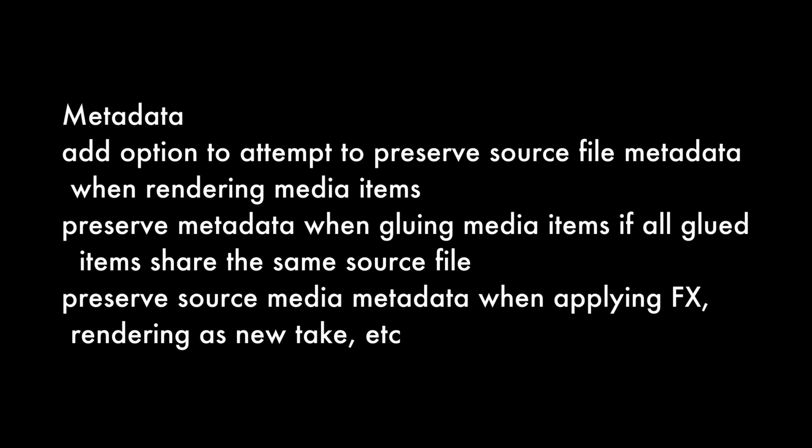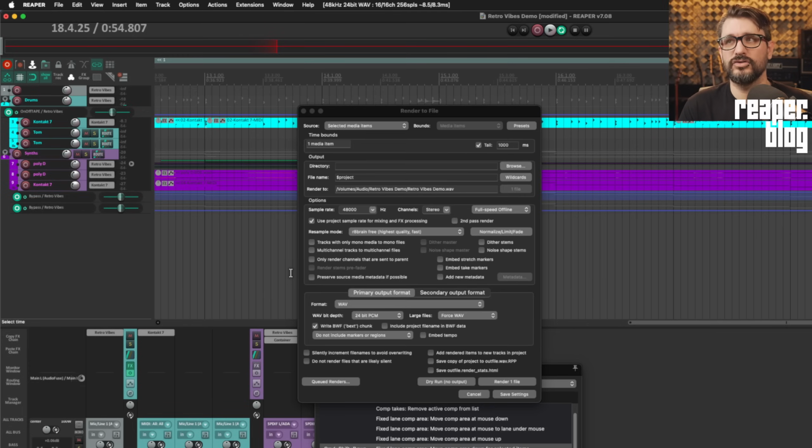For metadata, add option to attempt to preserve source file metadata when rendering media items. Preserve metadata when gluing media items if all glued items share the same source file. Preserve source media metadata when applying effects, rendering as new take, etc. And this is good news because it sucks to have to recreate all of the original metadata just to add something new, just to glue a file and anything like that. It sucks to put in all the effort to write the metadata, or somebody else did, and then you lose it when you make some small change or you render it again.